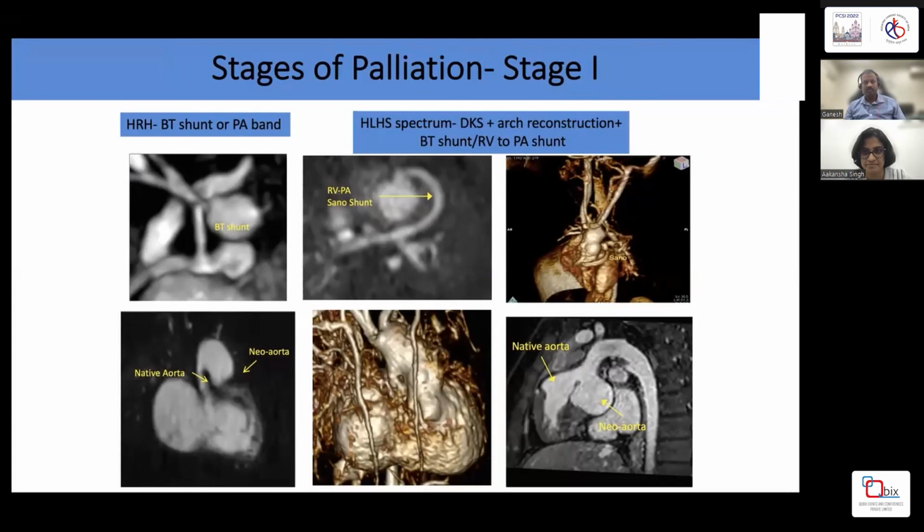When it is hypoplastic left heart and spectrum, the first stage palliation is the Norwood procedure, which involves Damus-Kaye-Stansel anastomosis and arch reconstruction. And to secure the pulmonary blood flow, either BT shunt or RV to PA Sano shunt is performed. The DKS anastomosis involves creating a neo aorta from the pulmonary artery, and the native aorta is connected to the neo aorta.